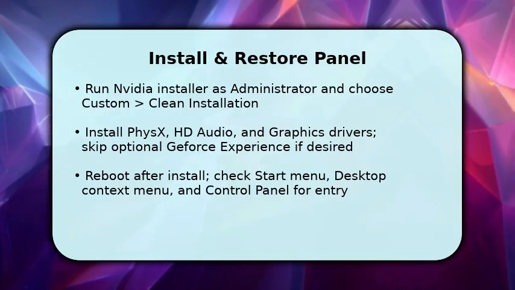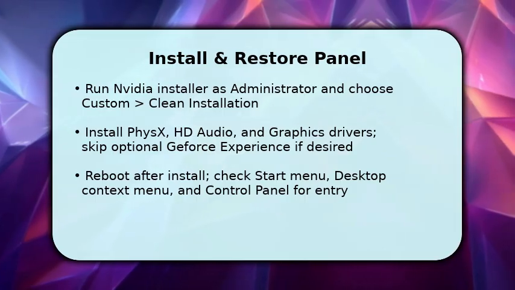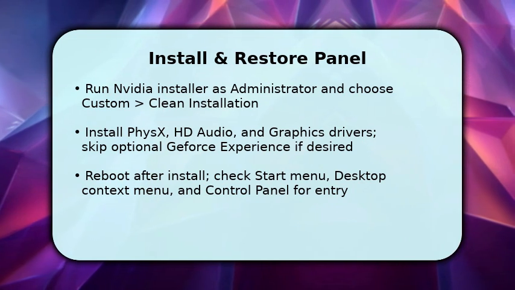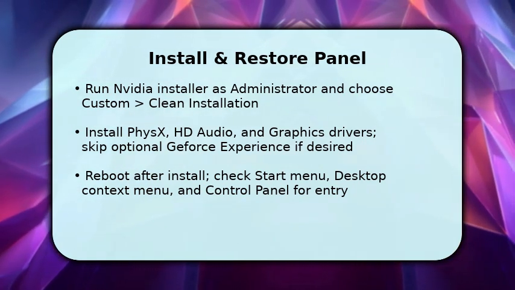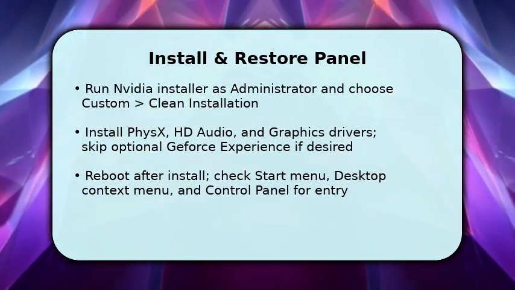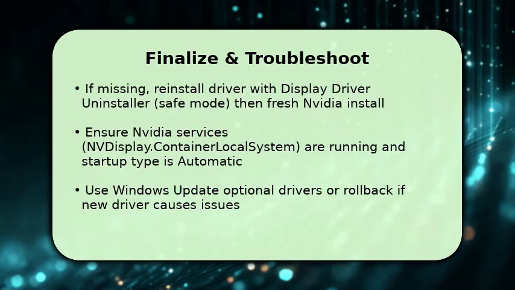After reboot, check the Start menu, the desktop right-click context menu, and Control Panel Hardware and Sound. If you see the panel, open it and verify display, 3D, and video settings are accessible. You finish by configuring preferred profiles. Set global and per application 3D settings, adjust resolution and refresh rate, then save.